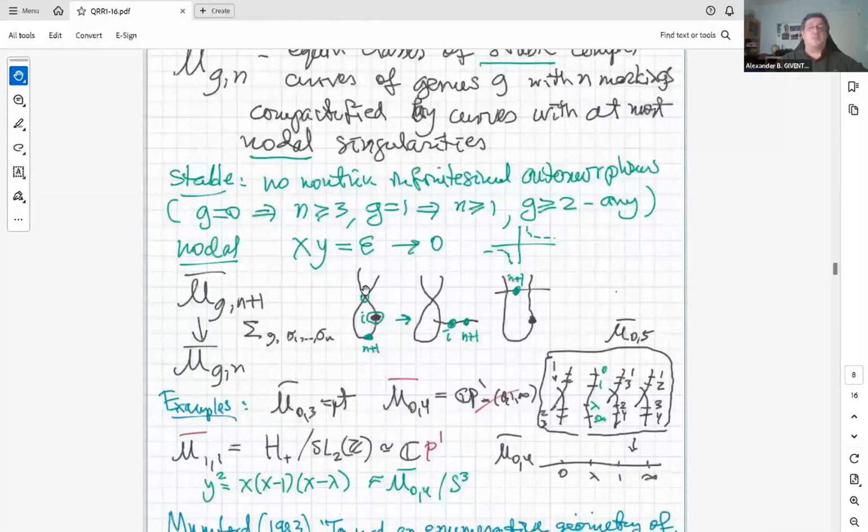And so the result is the following, that the points in the fiber exactly correspond to the points of the curve itself, including the node and the mark points, except that when it is one of those, then the corresponding curve that represents the point in that moduli space is this modified curve.